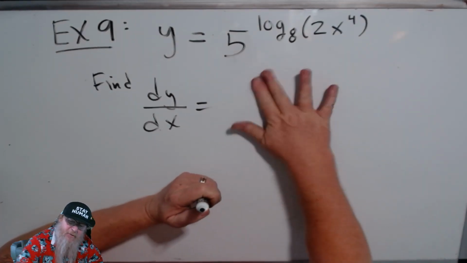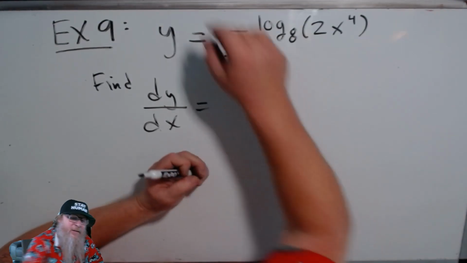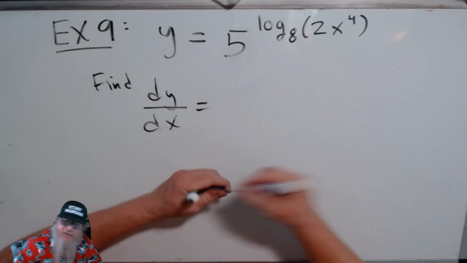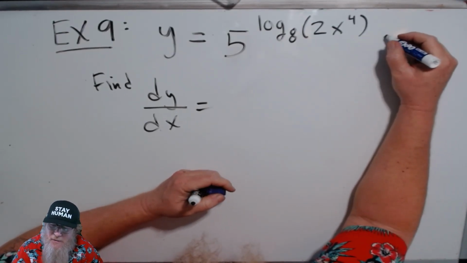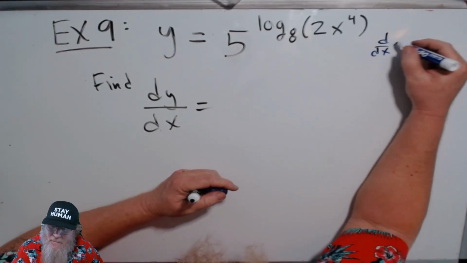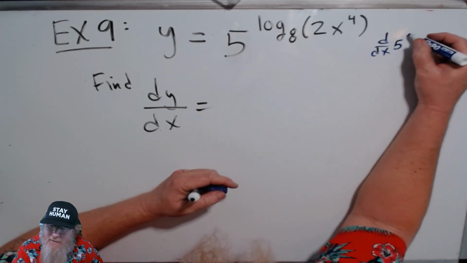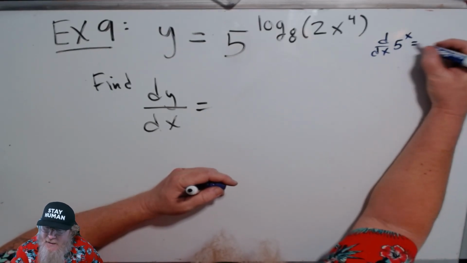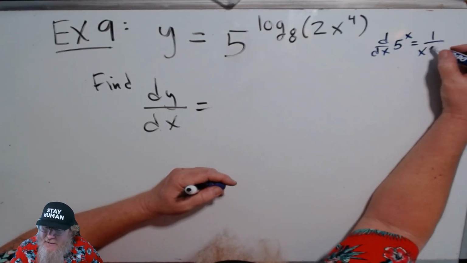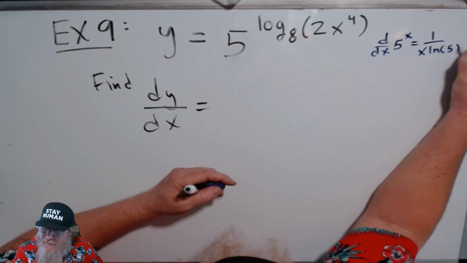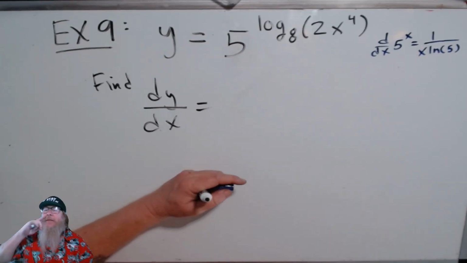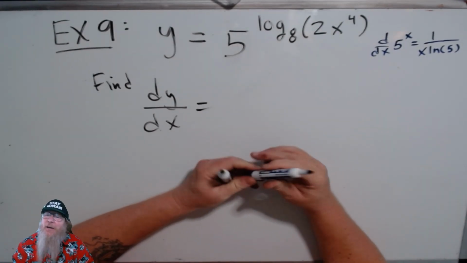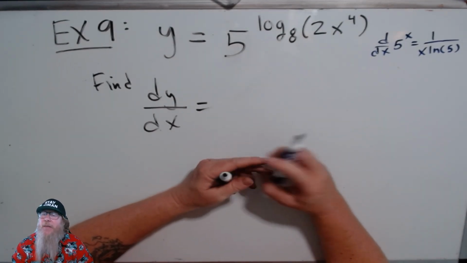All right, the first thing we're going to have to do is remember the derivatives of non-natural exponentials. The derivative of 5 to the x is 1 over x ln of 5. Now, I screw this up a lot. I think I've even screwed it up, I hope not in one of my videos, but who knows? I don't know if you've caught me slipping.